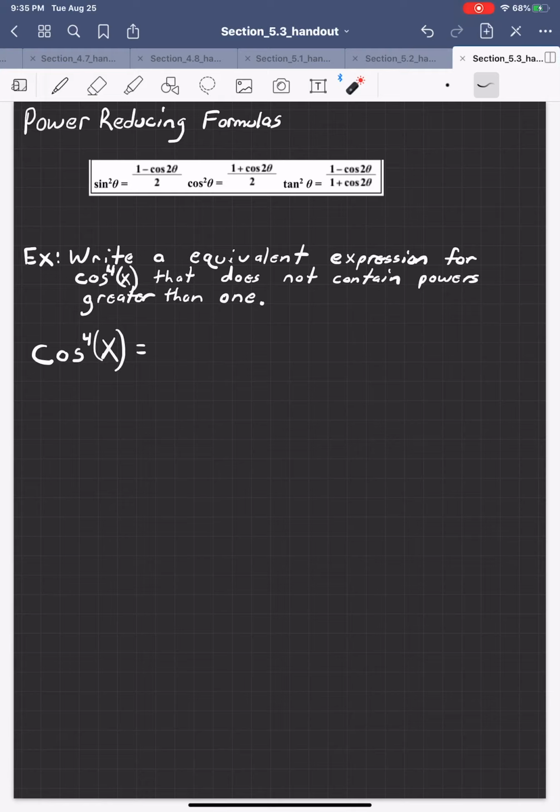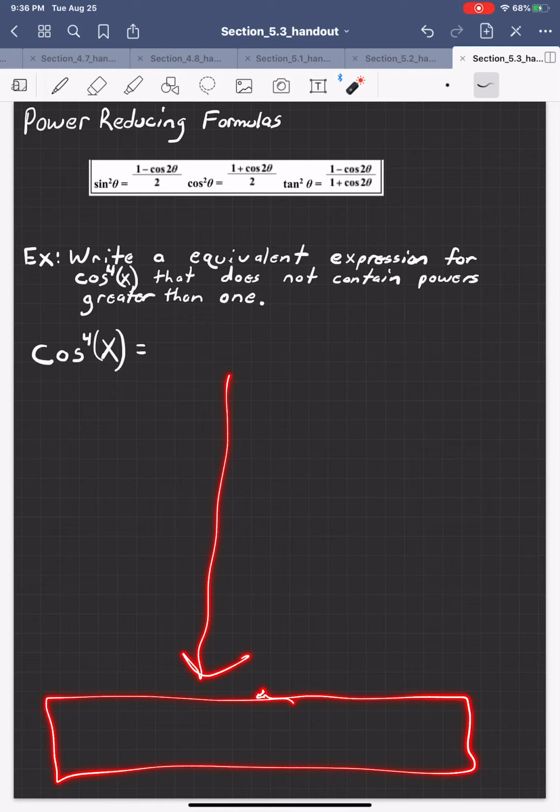So notice the language in this question. Notice it says write an equivalent expression for cosine to the power of 4x, right? All right, so we want an equivalent expression, but we want one that does not contain powers greater than 1. So when everything is said and done, our answer down here should only have powers of 1. We shouldn't have any cosine squareds or cubes or fourths or anything like that, okay?